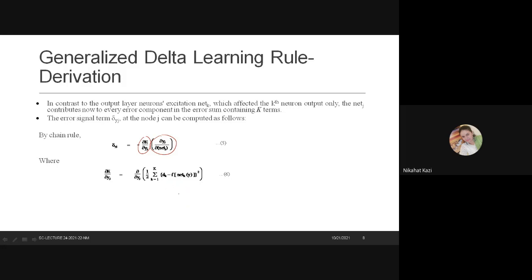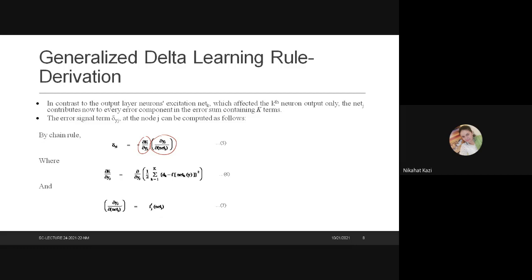F of net is nothing but the output. Output is nothing but f of net. Okay, so that is how you get this. And the right term, the second term that you have in this equation, it is nothing but f dash net j.